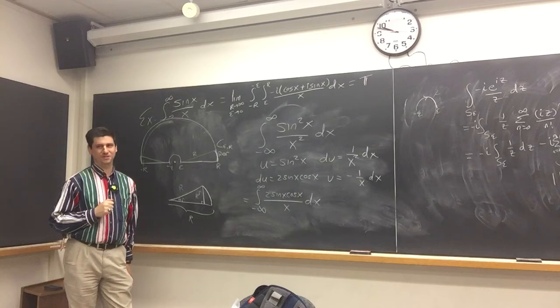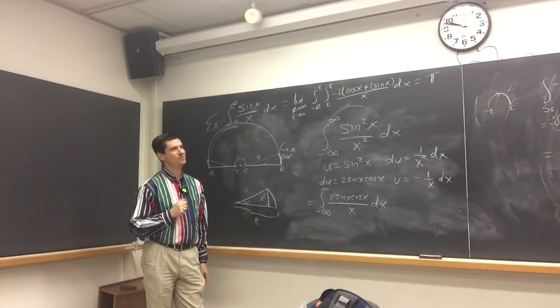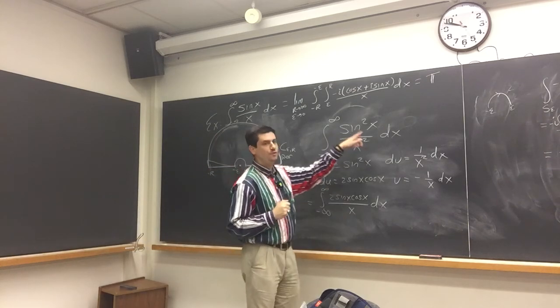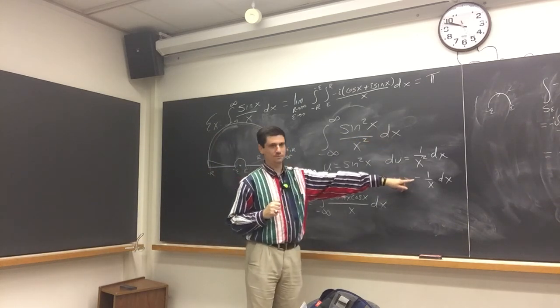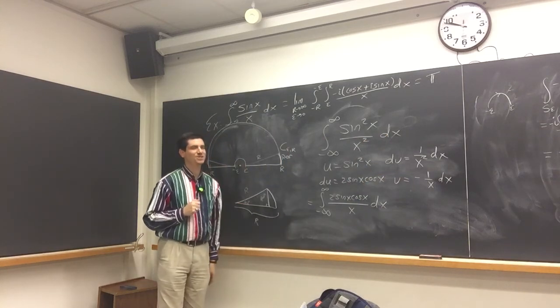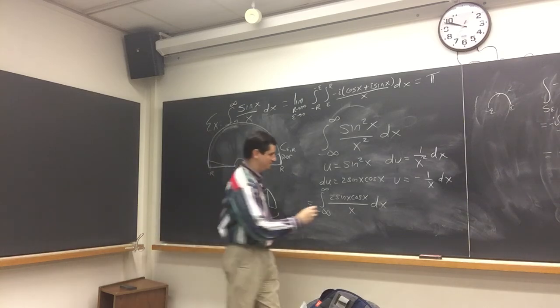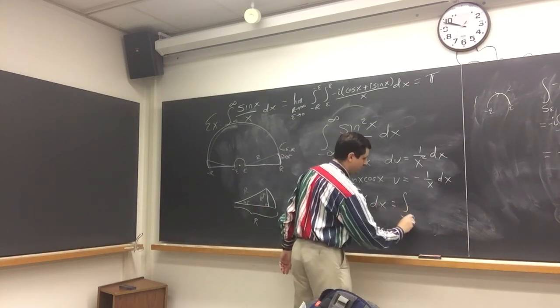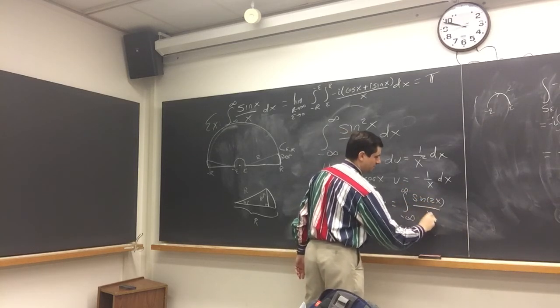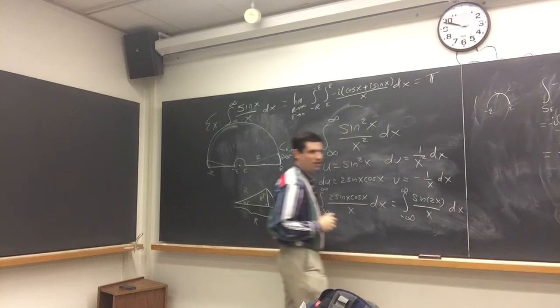Life is good if you remember things. What should you remember right now? Why did the negatives cancel? Oh, because it's uv minus v du. Okay, minus, minus v du. So what should you remember right now when you see this numerator? This is sine 2x. So I'm integrating from minus infinity to infinity of sine of 2x. What should I do now?